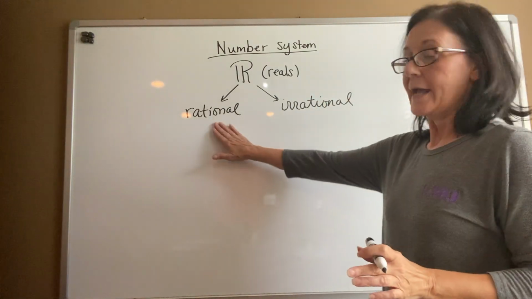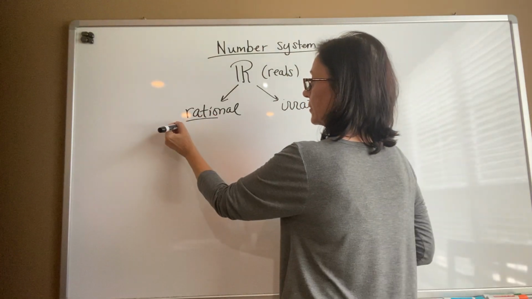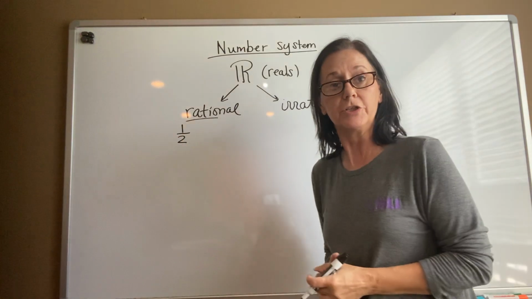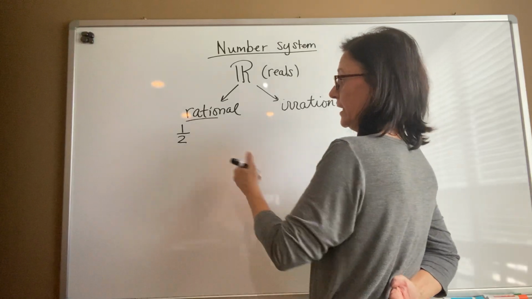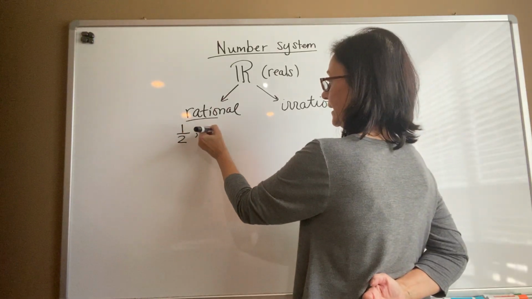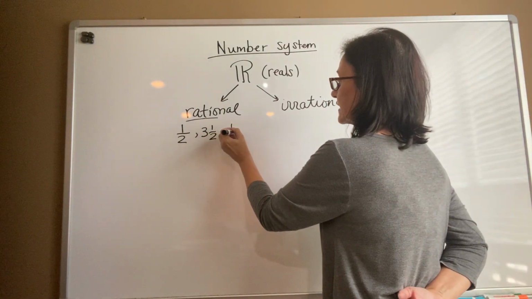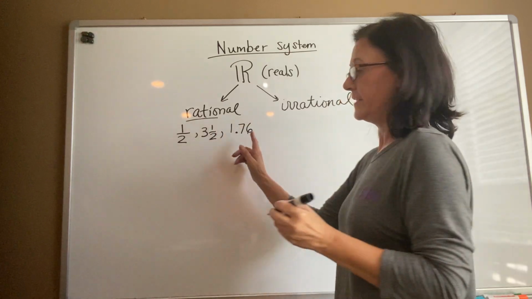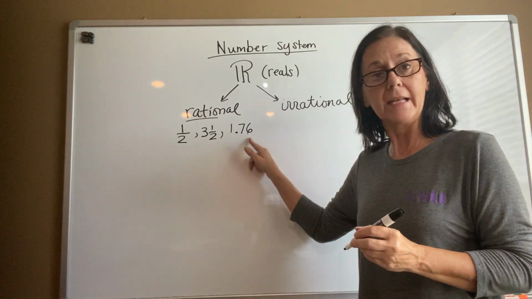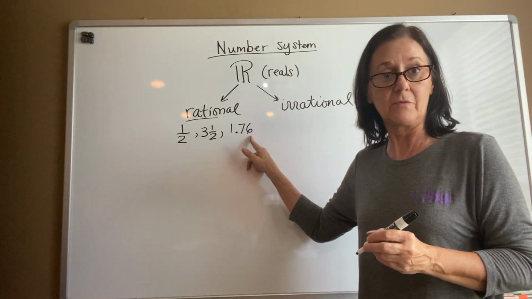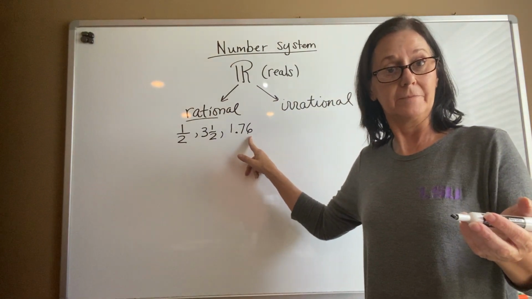Okay, rational, you can see the word ratio in it. Rational numbers are anything that can be written as a ratio or a fraction. Any mixed number is a rational number. Any number that has a limited number of decimal places, the decimal places don't go on and on and on, is called a terminating decimal. 6 is your terminating decimal, okay? That is a rational number.